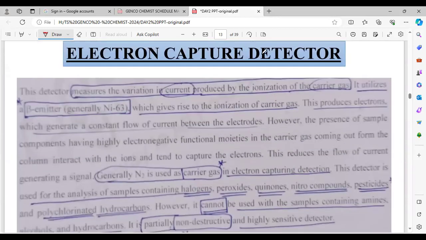Next, the electron capture detector. ECD. What is this? ECD. Read the name again. Electron capture detector.